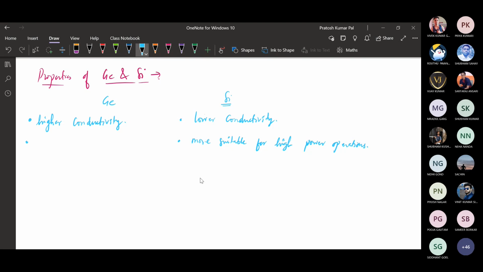Similarly, germanium is more suitable for low power operations, or we can call it applications.